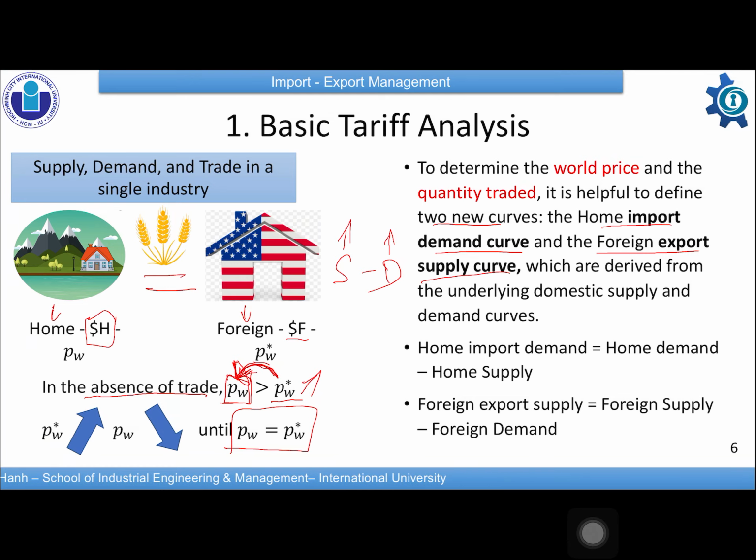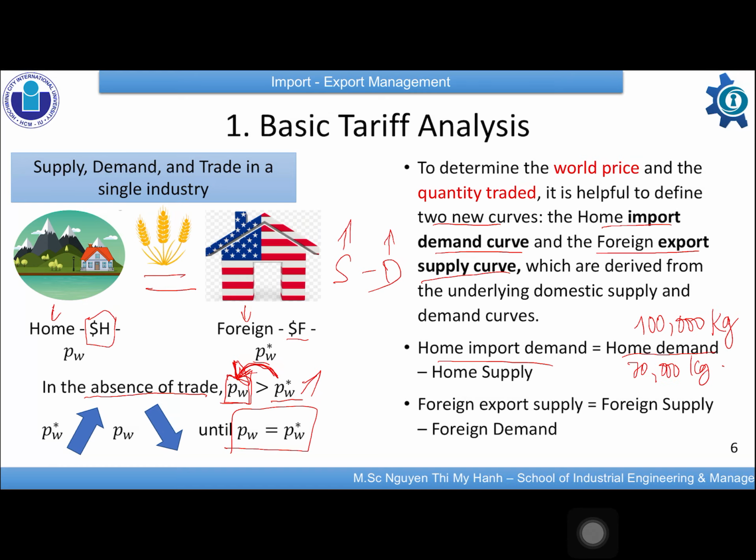So we can determine that the home import demand is equal to the home demand minus the home supply, right? For example, the home demand is 100,000. Let me use the unit kilogram. So the home demand is 100,000 kilograms, but they can only supply 70,000 kilograms. So the home import demand will be 30,000 kilograms.